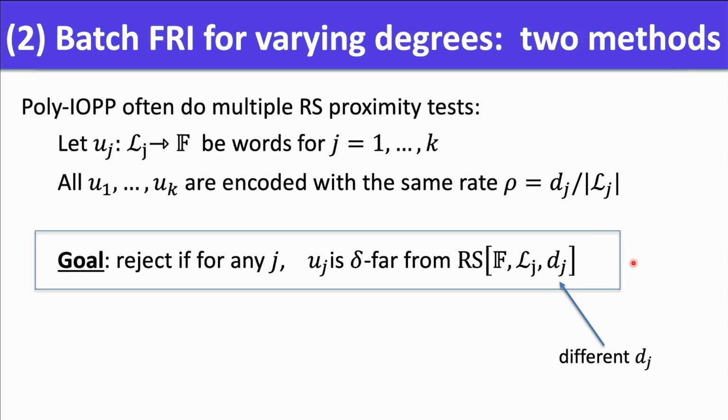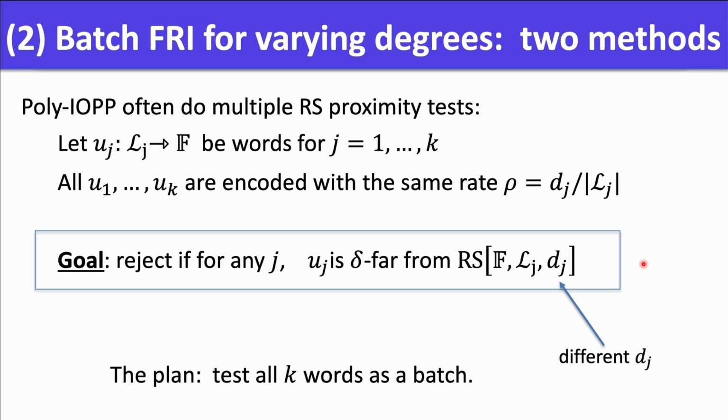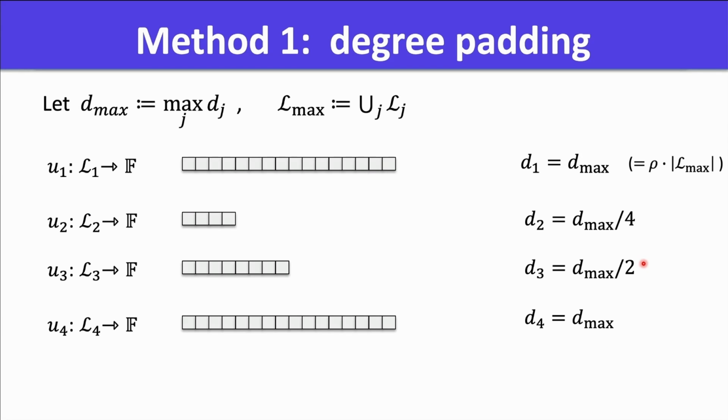So we could run FRI separately for each one of these functions, but that would be quite inefficient. Our goal is actually to test all of them as a batch all at once. So again, I want to present two methods to do it. So here we have our examples U1 to U4. You can see they have varying domains, but they all have the same rate. So the degree of the corresponding codes actually match the size of the domain. So for example, U2 is defined over a domain that's 1/4 the size of the domain of U1. And indeed, the degree of D2 is 1/4 the degree of D1.